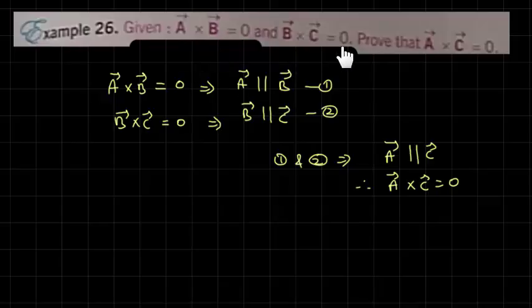B cross C is equal to 0 implies B is parallel to C. So any two lines which are parallel to a third line are also mutually parallel. So we can say that A is parallel to C.